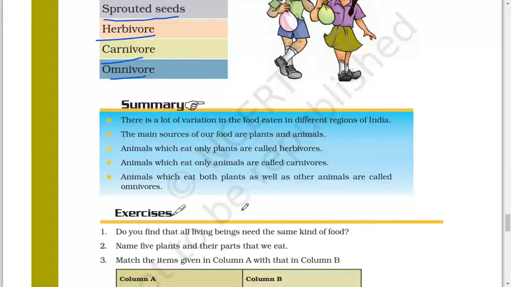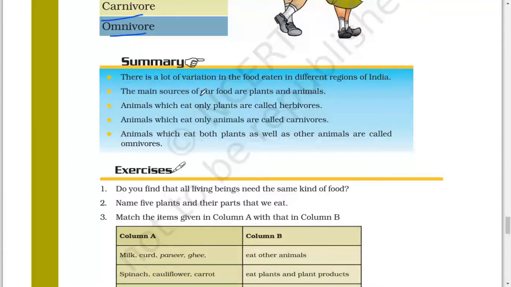Next, summary. There is a lot of variation of the food eaten in different regions of India. The main sources of our food are plants and animals. Animals which eat only plants are called herbivores. Animals which eat only animals are called carnivores. Animals which eat both plants as well as other animals are called omnivores.